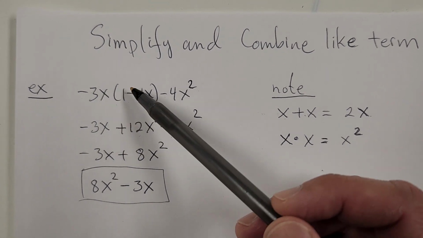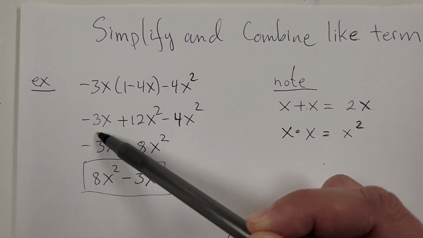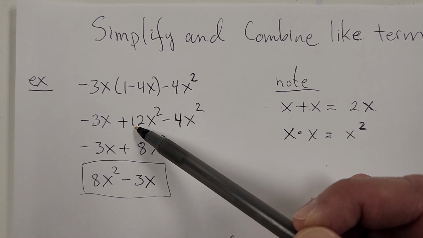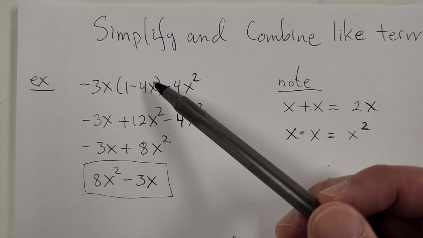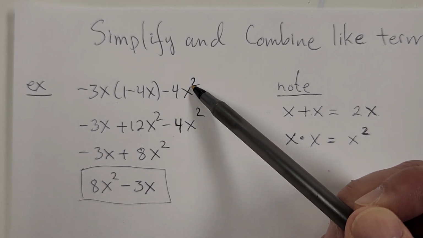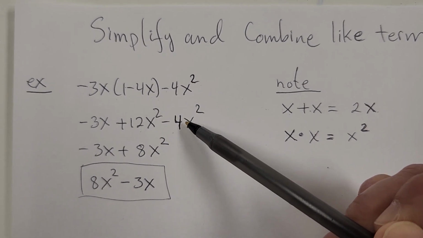So negative 3x times 1 is negative 3x. Negative 3 times negative 4 gives me positive 12. X times x gives me x squared. And then bring down the negative 4x squared.